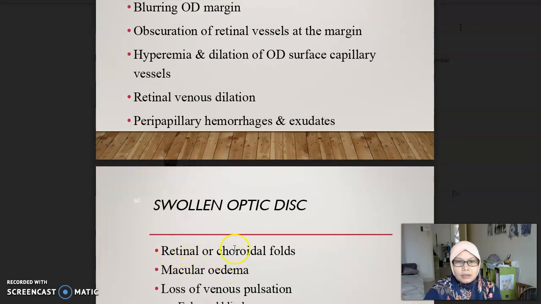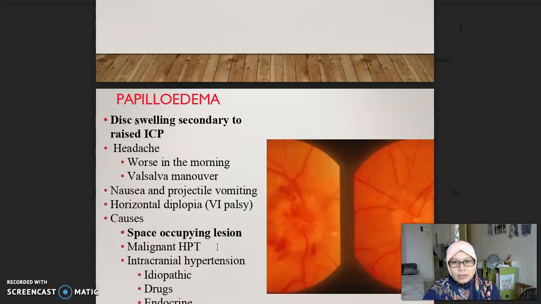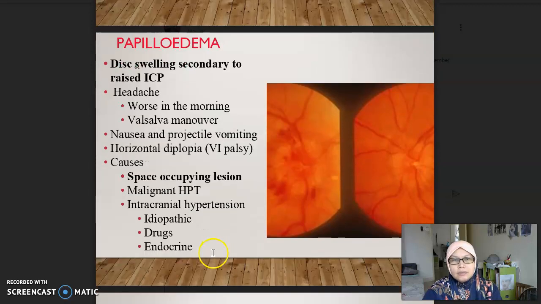Sometimes you can see retinal folds, choroidal folds, macular edema, and even loss of venous pulsation. Clinically, a patient can have an enlarged blind spot. Okay, we go specifically into papilledema. Papilledema refers to disc swelling secondary to raised ICP, intracranial pressure.